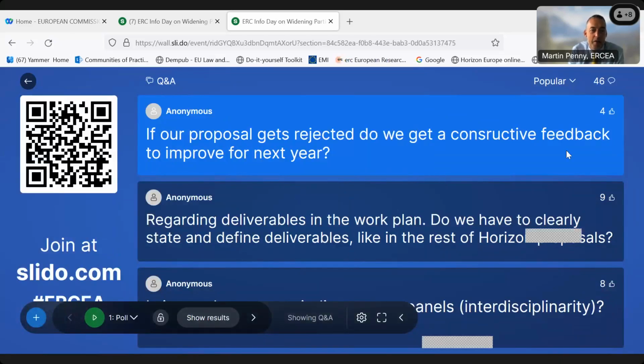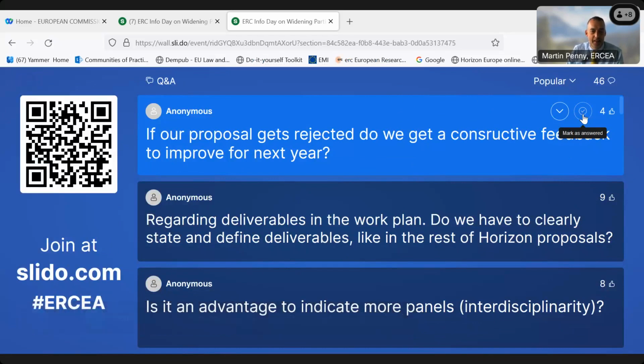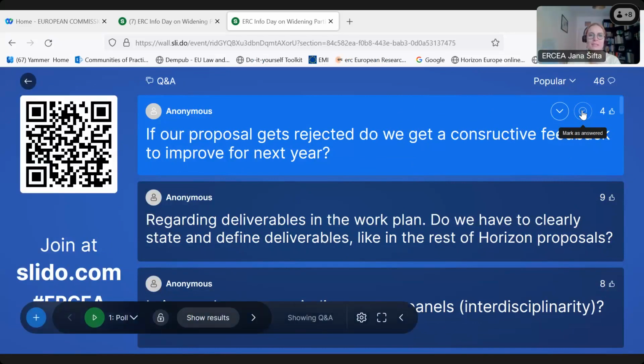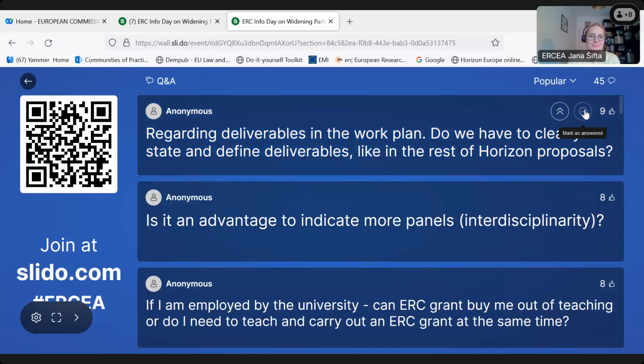So to start off, maybe Jana, I can come to you with the first question because it's something you discussed. If our proposal gets rejected, do we get constructive feedback to improve for next year? Yes. You will get the panel comments, you will get all the individual evaluation reports. Everything's there.